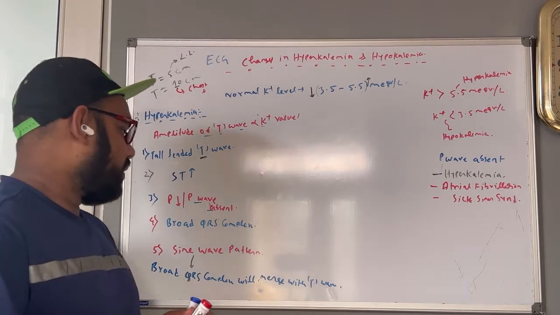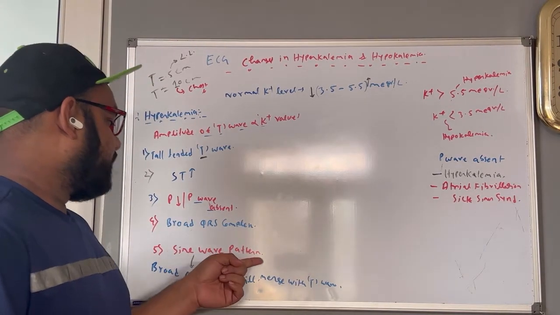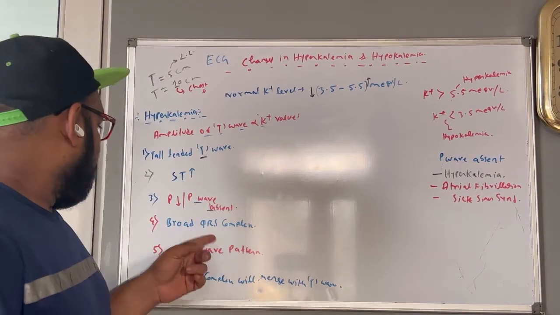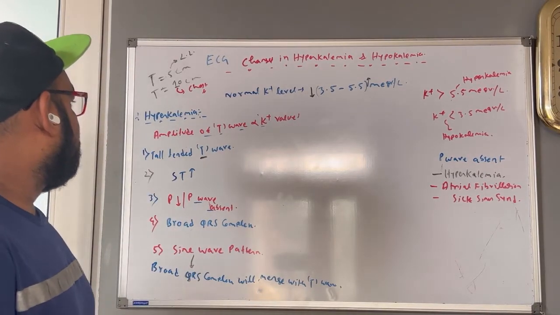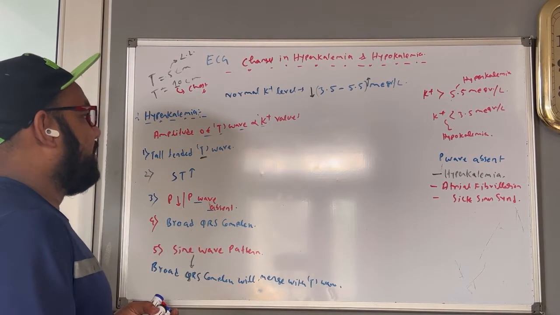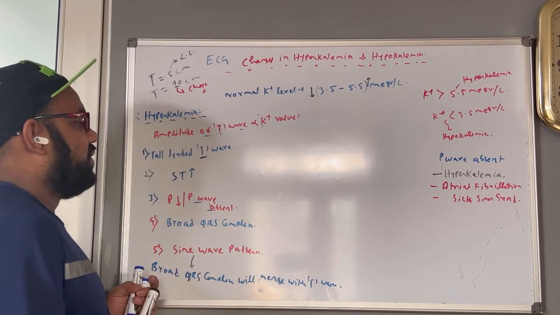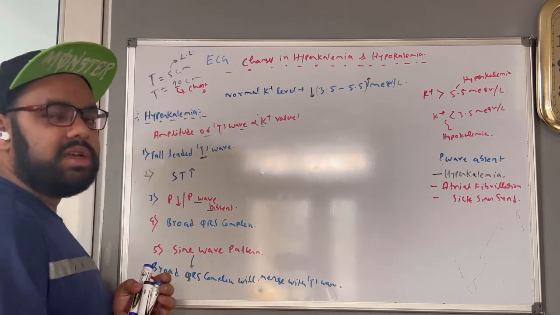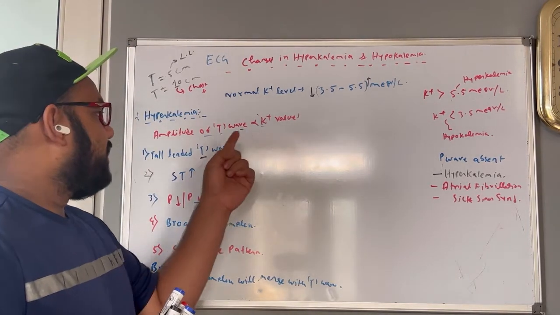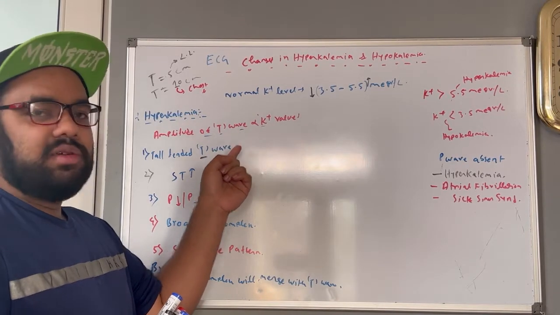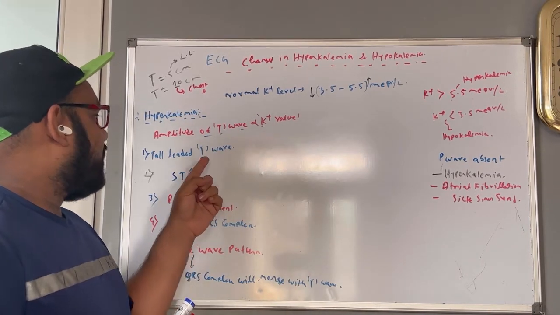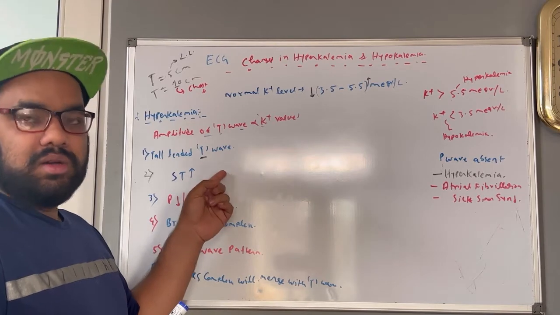It's one of the most important questions for different kinds of entrance exams. So what are the findings we got? Whenever we get hyperkalemia, first, as I said, the amplitude of the T wave is directly proportional to the potassium values. As a result we will get the tall tented T wave.